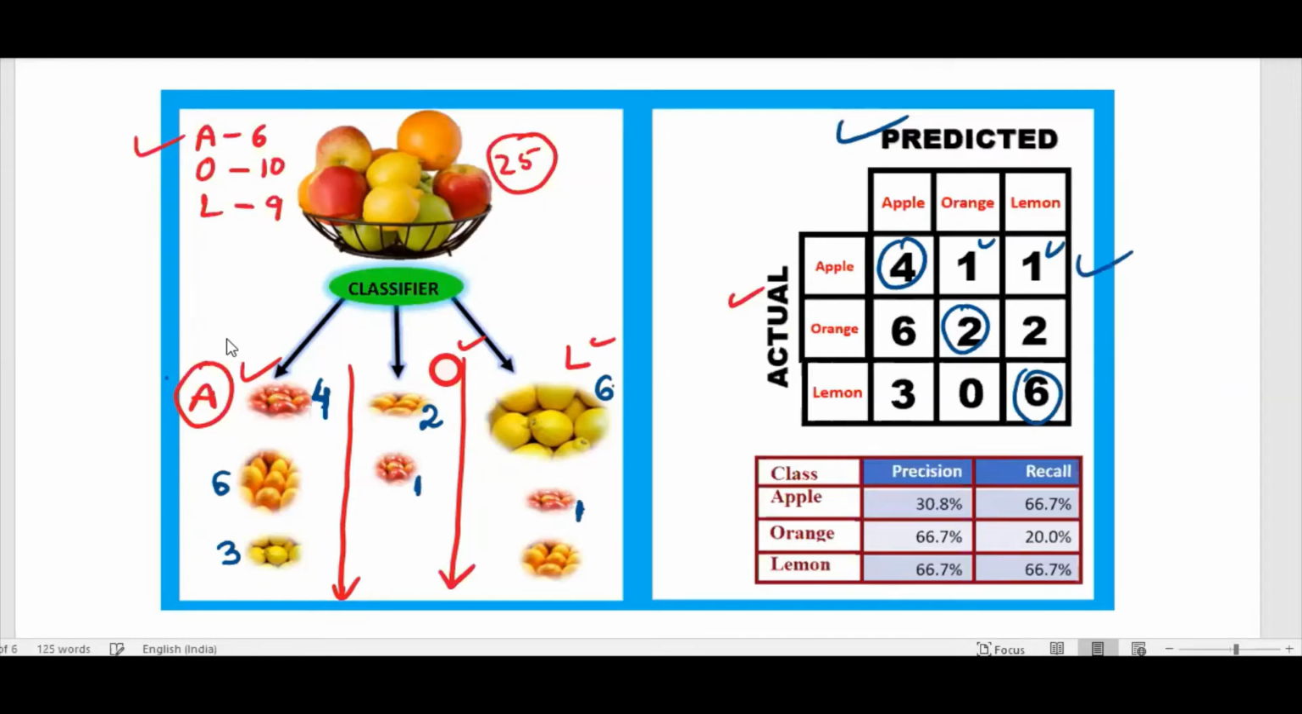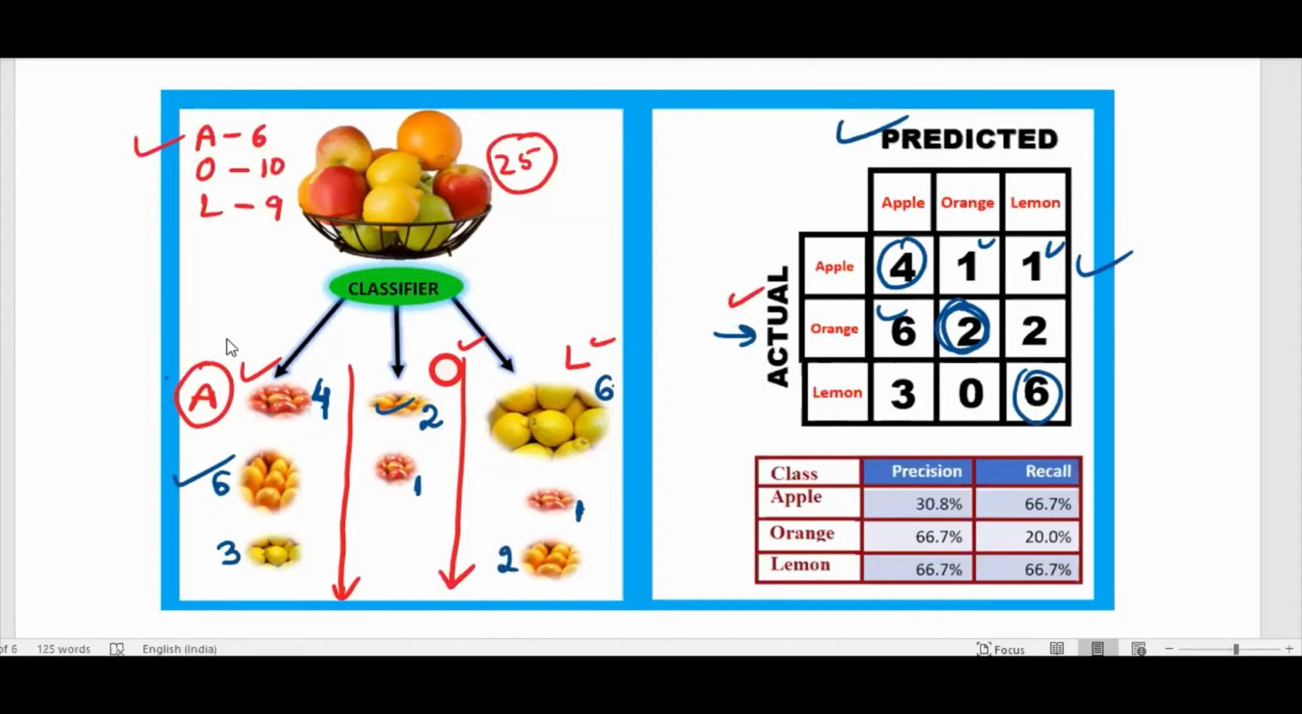Okay, out of oranges 2 are here, correct, but 6 went, unfortunately, to, these are oranges. See, actual these are oranges, but classified as apple by the classifier. Okay, 6. So the 6 will go to apple side. Okay, this is 6, correct. Then 2 actual oranges, but they came to the lemon side. So this is 2.